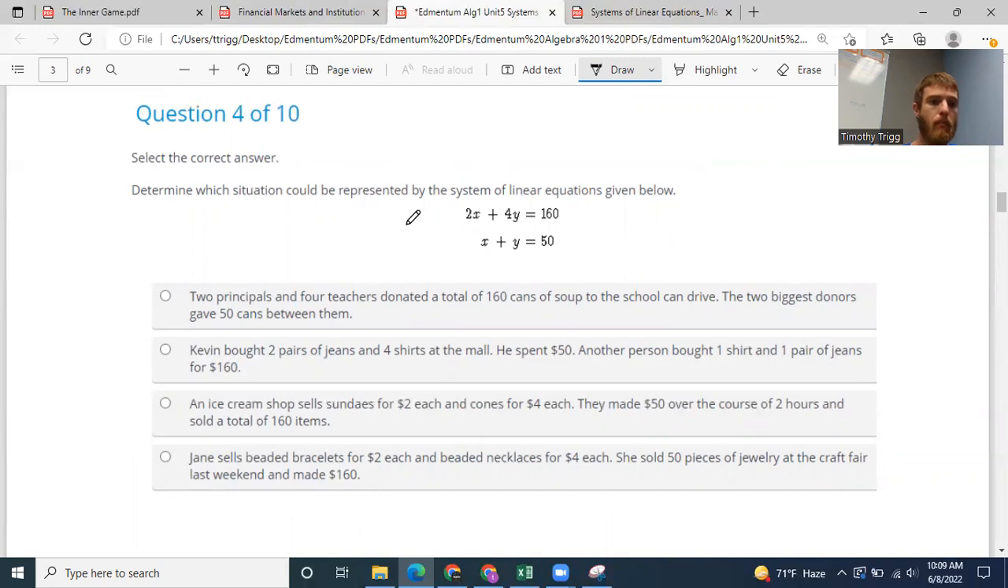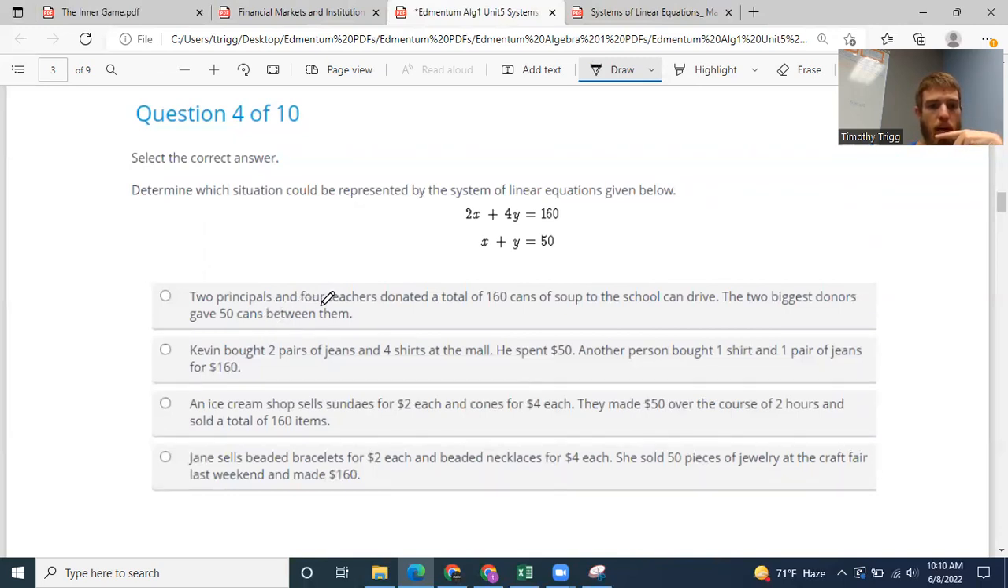Next question. Determine which situation could be represented by the system of linear equations given below. 2x plus 4y is 160, and x plus y equals 50. All right. So one of these word problems could be set up using these equations. So I'm looking at this x plus y equals 50. This kind of tells me that I'm going to see like, oh, this plus this, their sum is 50, or together they add up to 50 or something like that. Okay, let's go ahead and take a look at these problems and figure out which one makes the most sense.